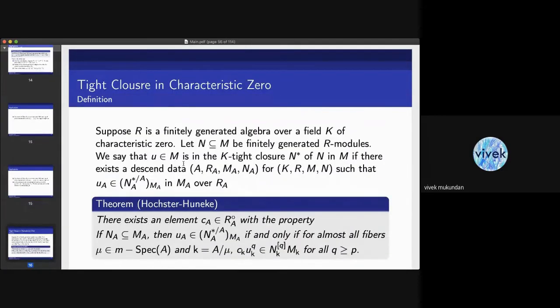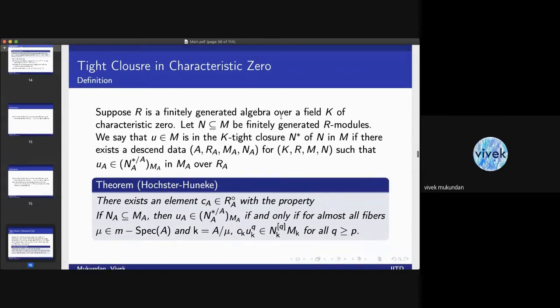The second application I want to show you is the symbolic power of ideals. For that, you need the notion of tight closure in equicharacteristic 0. Again, something which we did on Tuesday. Of course, R is a finitely generated algebra over a field K of characteristic 0. And if N is contained in M, finitely generated R-modules, we say that u is in the tight closure of N if you can find descent data such that uA is in the tight closure of NA in the descent. And the way to check uA is in the tight closure of the descent of N is to actually check it for almost all fibers.